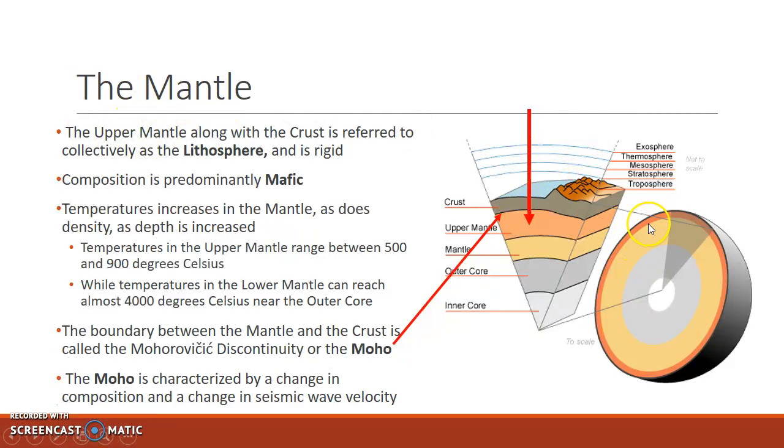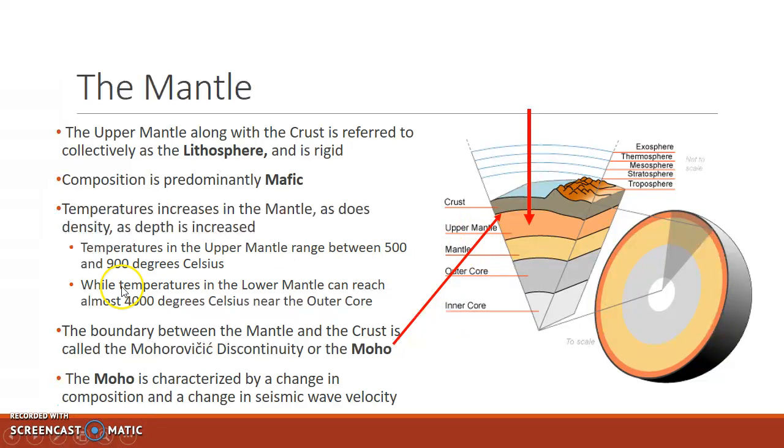Next, we're going to be talking about the mantle. We're going to talk about the upper portion of the mantle first. It's referred to collectively as the lithosphere, and it's very rigid. The composition is predominantly mafic, and as we talked about before, that means it's rich in magnesium and iron. As we move down into the mantle, we have an increase in density and an increase in temperature.